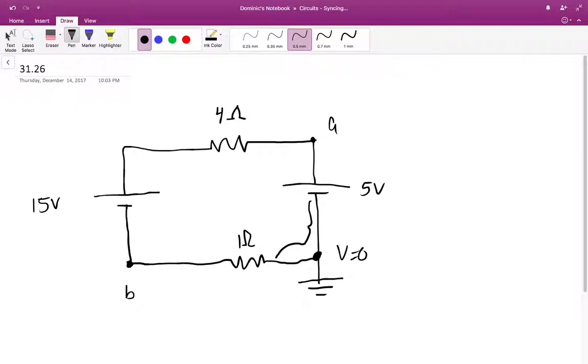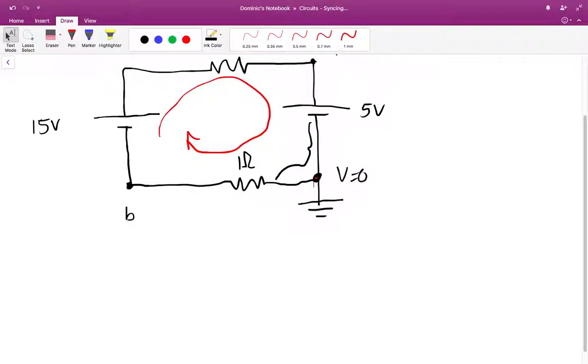All right, so the technique here is just like usual. Let's go ahead and pick a direction for current, and I think current would probably go this direction since the 15-volt battery is bigger. Okay, and so we're going to move in that direction starting from where the ground is located, and we are going to go ahead and figure out what that current is first.